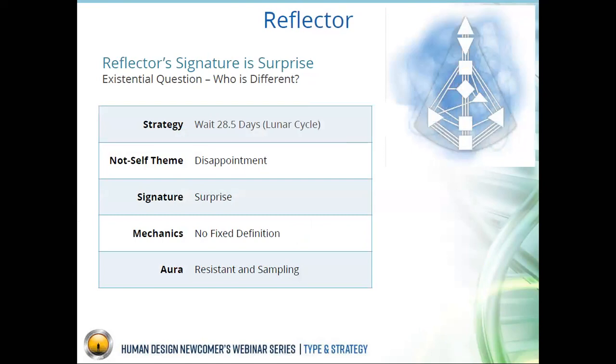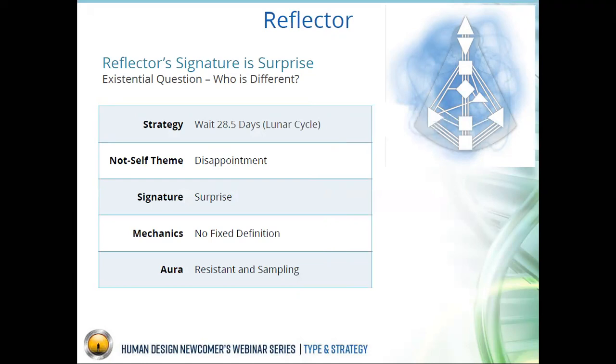Reflector, another one of my favorites. Look at their aura. Look how different that is from the rest. These are the best we can do, sort of drawings of what the aura is like. Reflectors are really special, very, very unique beings.